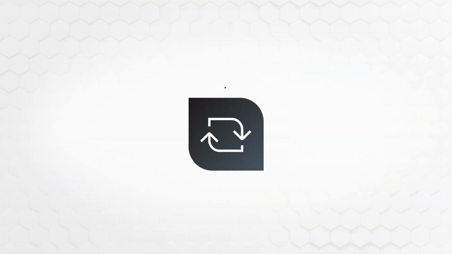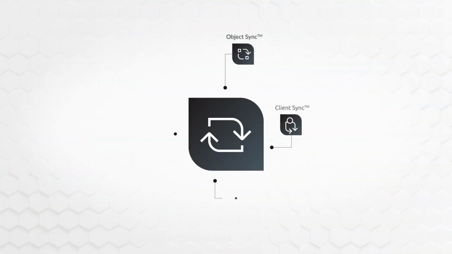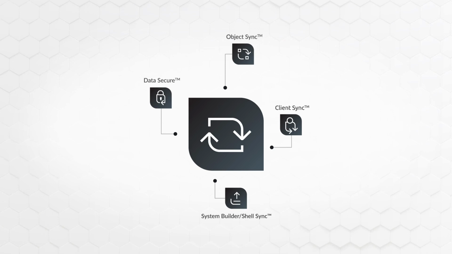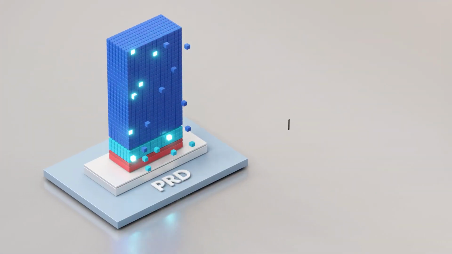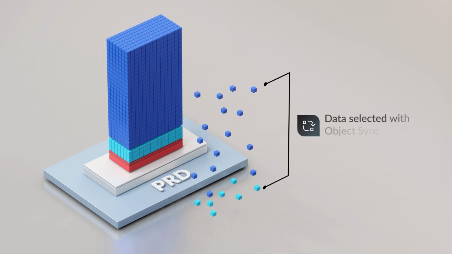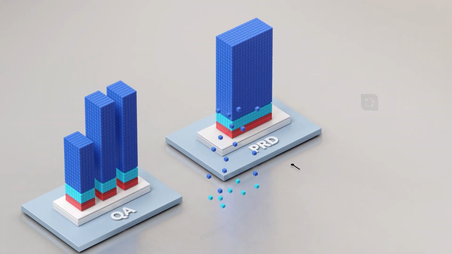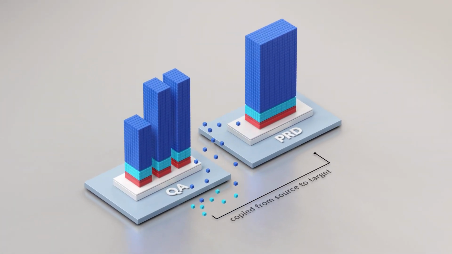The different engines then get to use that data model for how they need to access the data and work with the data. Object Sync allows you to select data for a specific instance of a type of data in order to be able to copy that data from a source system into a target, allowing people to get just the data they need when they need it.